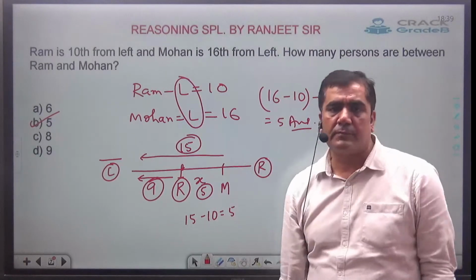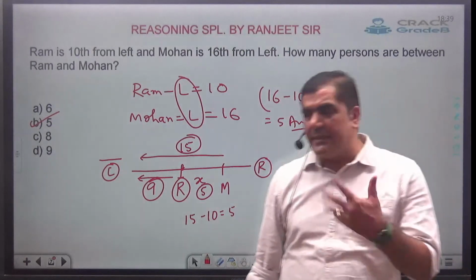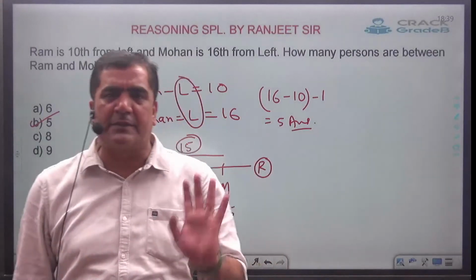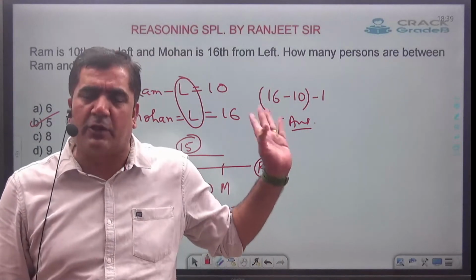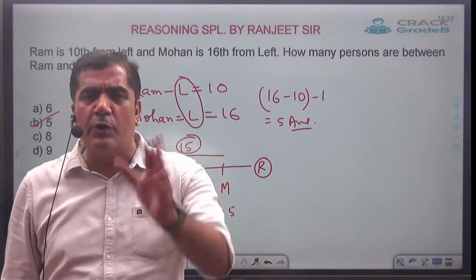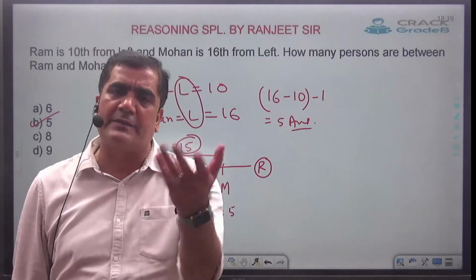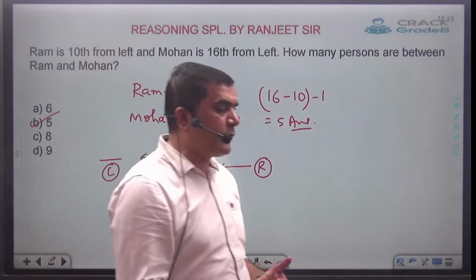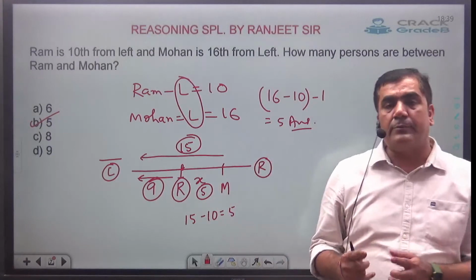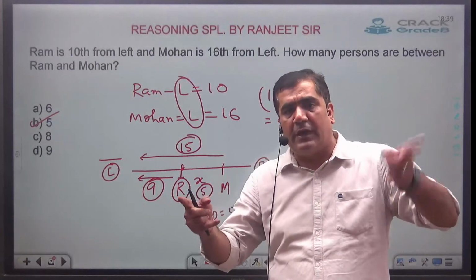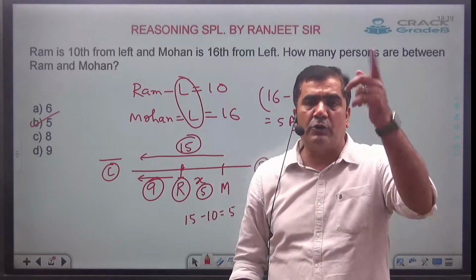Simple. And moreover, such easy questions are not supposed to come in your banking examinations. They can come in SSC, railways, or other government examinations. But don't expect these easy questions in your banking examination. So in banking, what questions will they give? They will give the 2 persons from the opposite direction. One from the left and one from the right. So how to get the answer for this one?